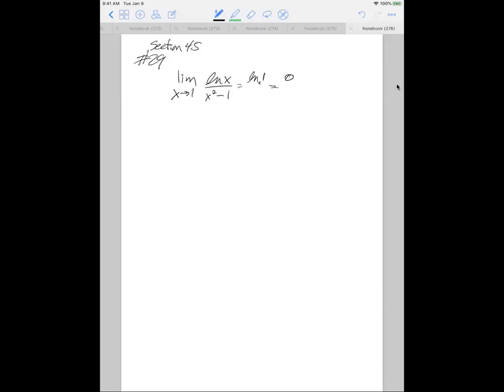So you do get 0 on top. And if you plug in 1 to the denominator, you get 1 squared minus 1, which is 0 on the bottom. So you do get 0 over 0, and it qualifies. You can use L'Hopital's rule.